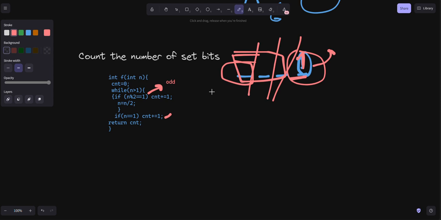So as we know, the last bit of an odd number will be set.